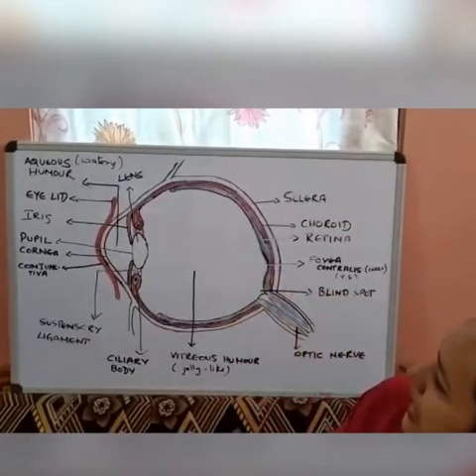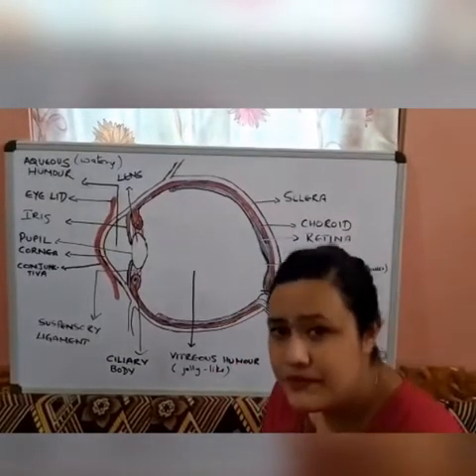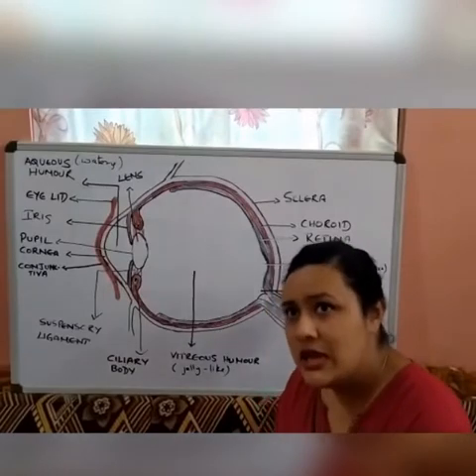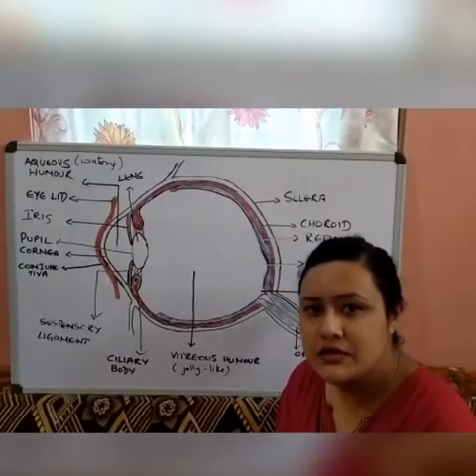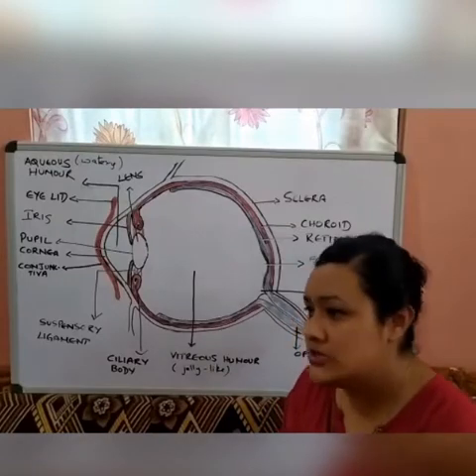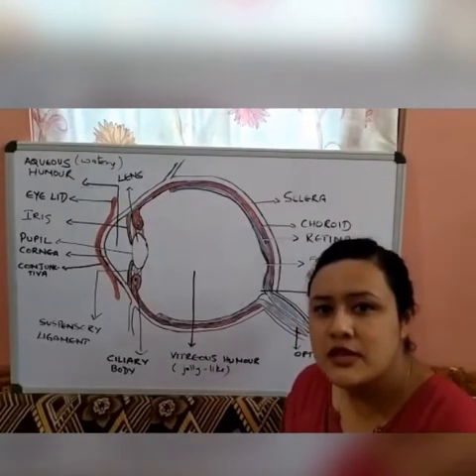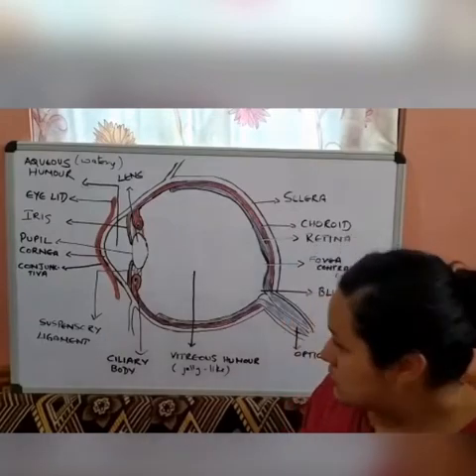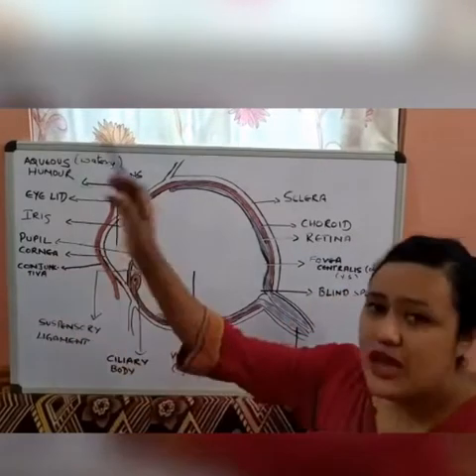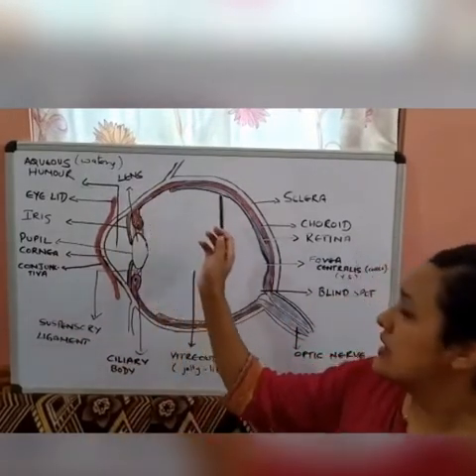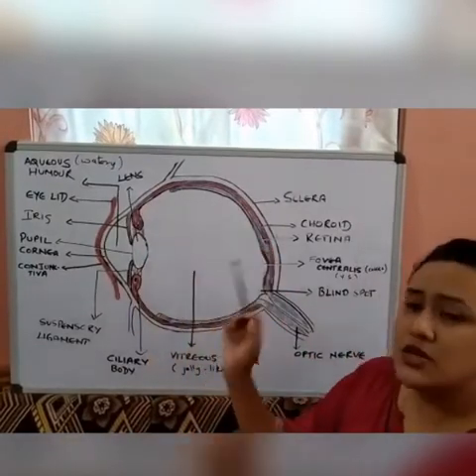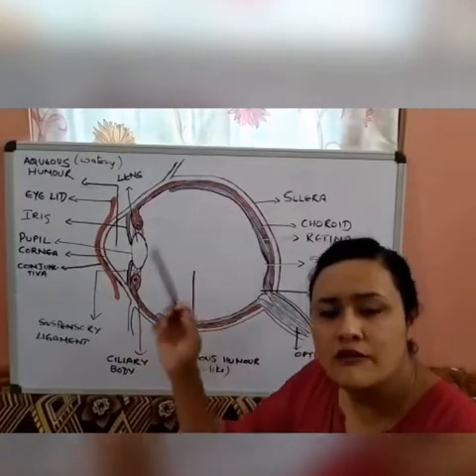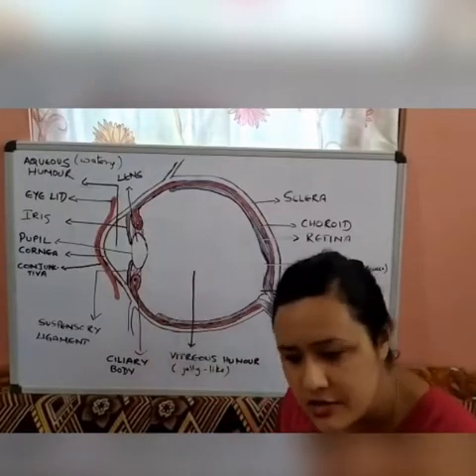A human eye measures 2.5 centimeter in diameter, the size of an eyeball. Also, an eyeball has a thick wall. The wall of the eyeball is made up of 3 layers.